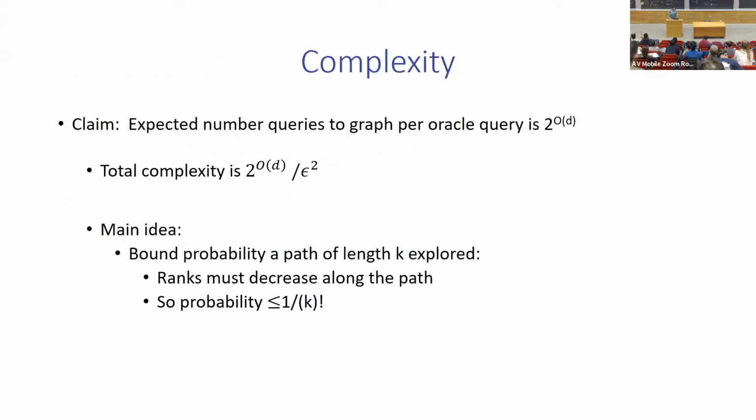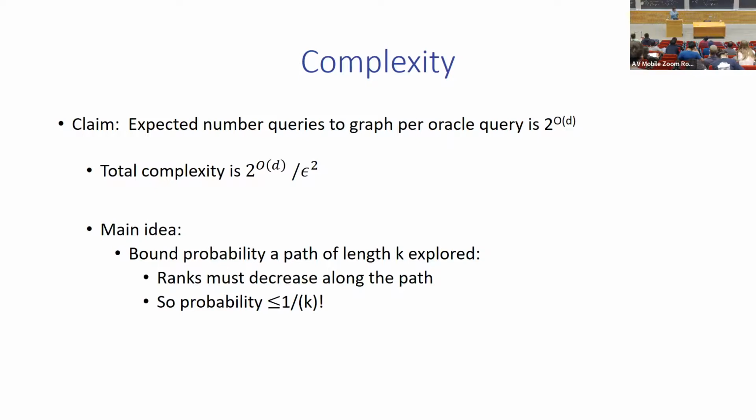Okay, what I want to claim is the expected number of queries to the graph per oracle query is exponential in the degree, but no dependence on n, the number of nodes. Okay, and the main idea is we can bound the probability that any path of length k is explored, because when you look at a path of length k, the ranks have to decrease along the path.